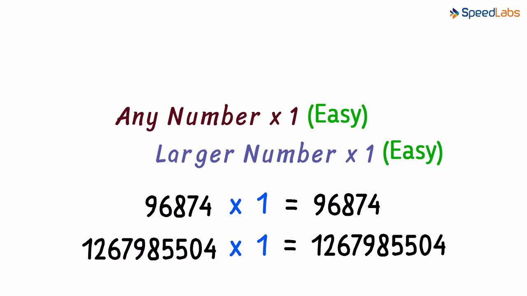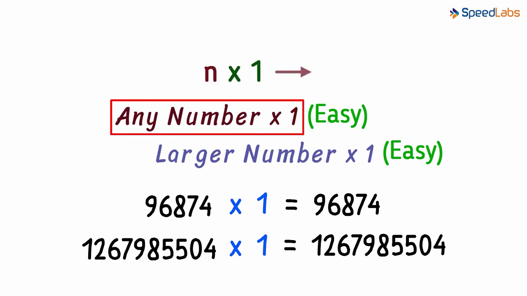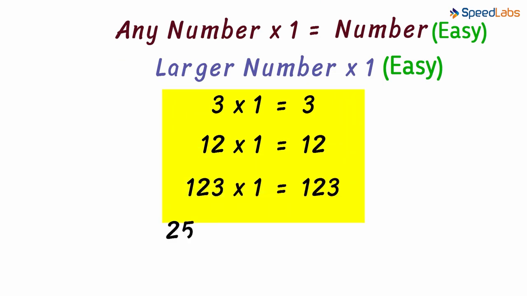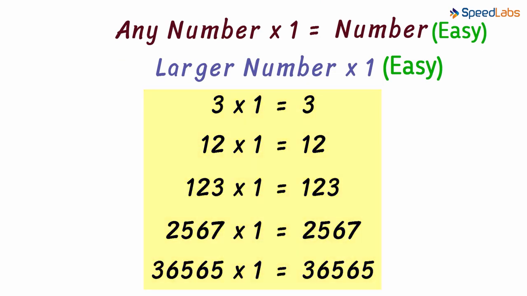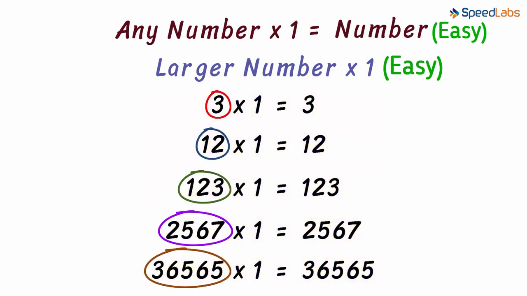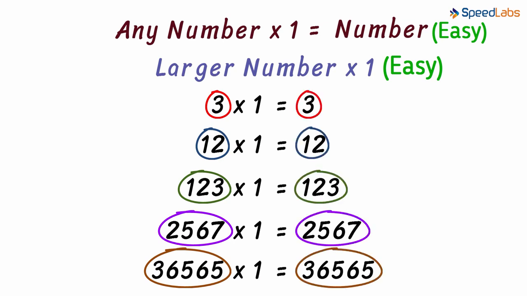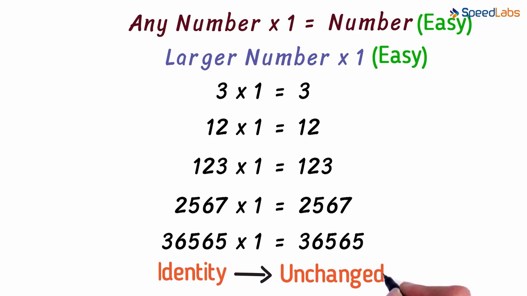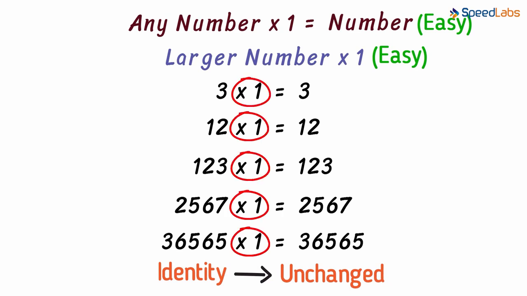Why is it so? It's not very difficult to answer. We know that any number multiplied by the number 1 gives us the same number. Look at these examples. We can see that when any number is multiplied by 1, the product is the same number. This means the identity of a number remains unchanged on multiplying it with the number 1.